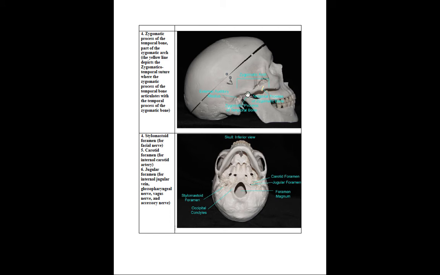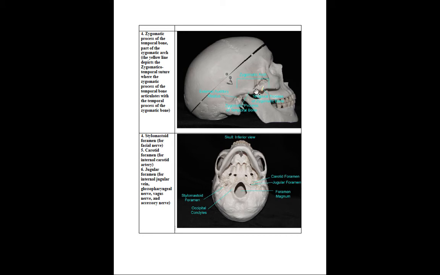One of the toughest features of the temporal bone is what's called the zygomatic process of the temporal bone. So I'm going to take a quick brief aside here to talk about the zygomatic arch as a whole. The zygomatic arch as a whole is actually made up of two separate bones that fuse together. The point where they are fused together we call the zygomaticotemporal suture, which is right here, and I drew that in yellow for you.